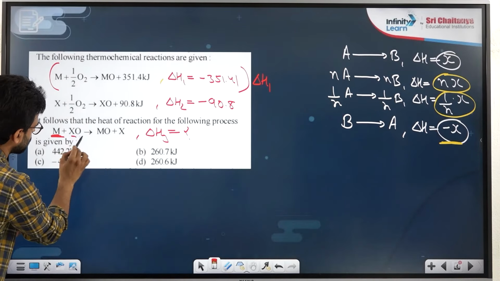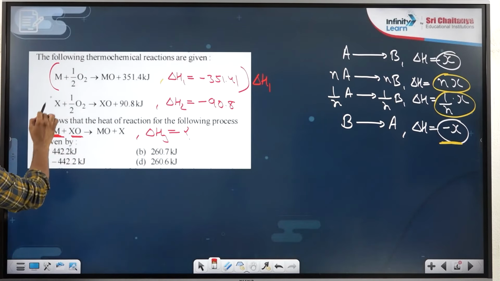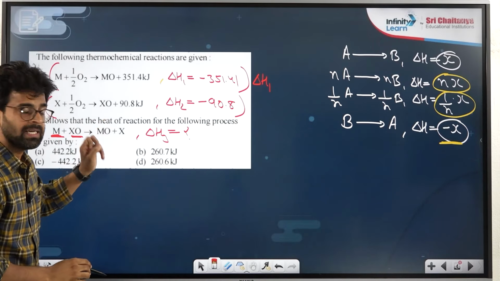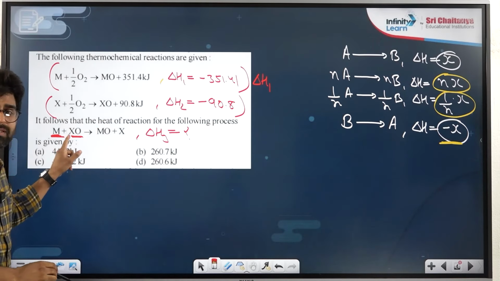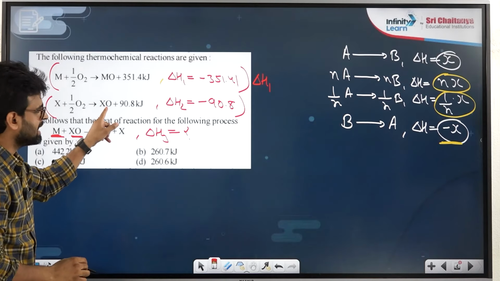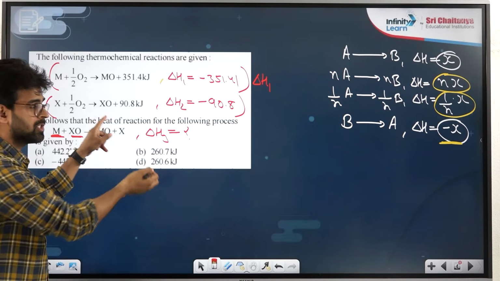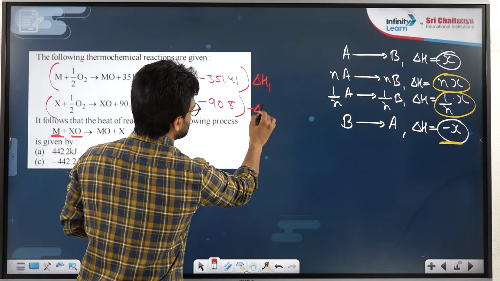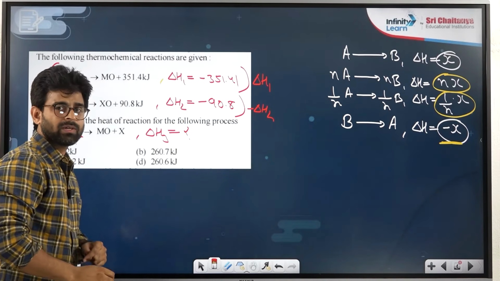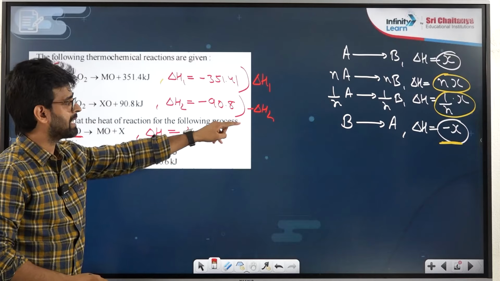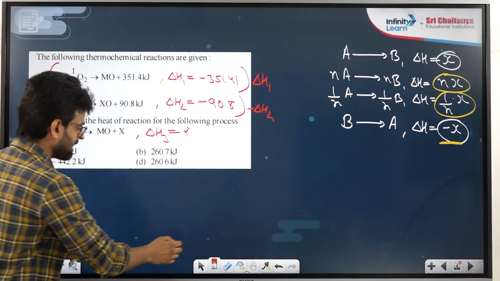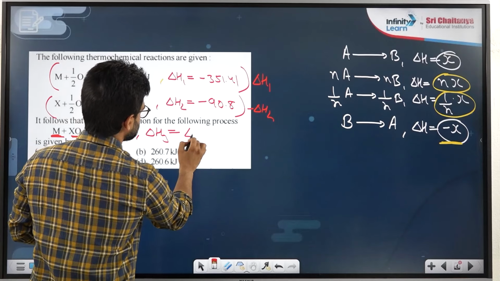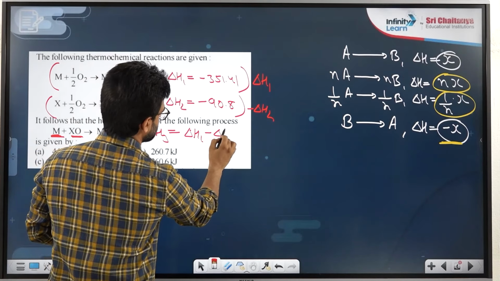Next, I want to get XO. Where is XO? In the second equation I have XO. But you see, XO in our reaction is on the left side, but in this reaction XO is on the right side. So I need to flip it. And if you flip the reaction, then I will use minus of delta H. So delta H3 is coming as delta H1 minus delta H2.